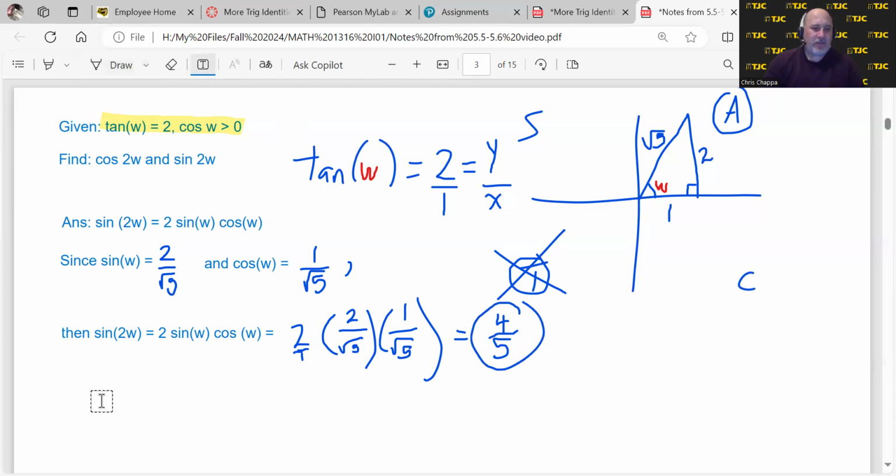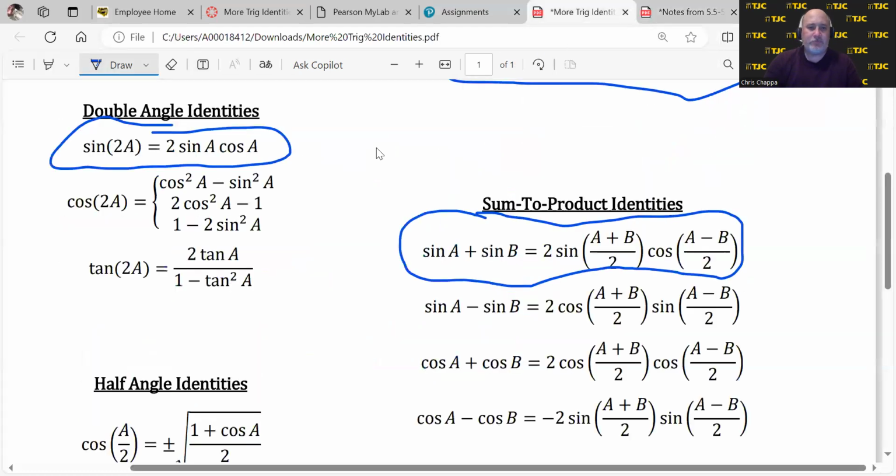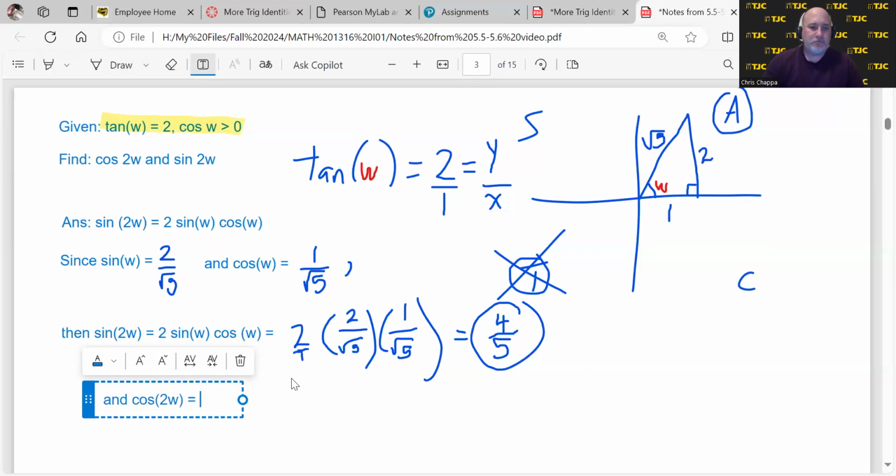And what's the value of cosine of 2w? Well, the thing about the cosine double angle formula is that you have choices. The cosine double angle formula is equal to any of these three. We can choose the one we want. We currently know the value of both sine and cosine, so any of them would do. In fact, let's just use the top one.